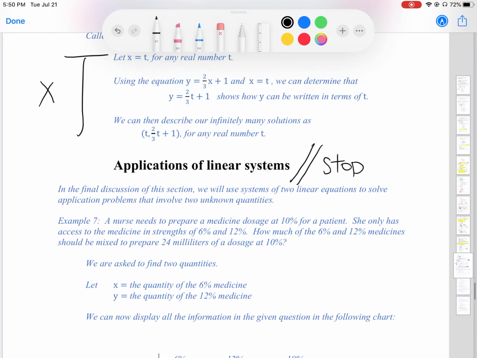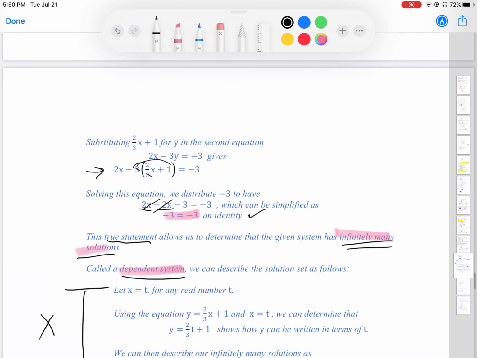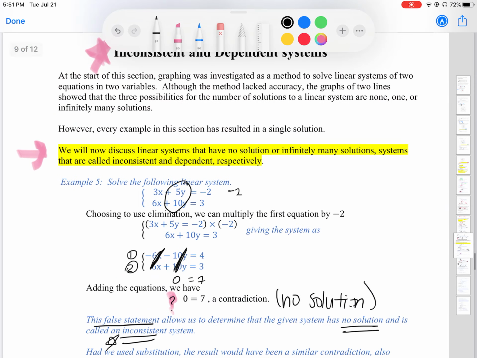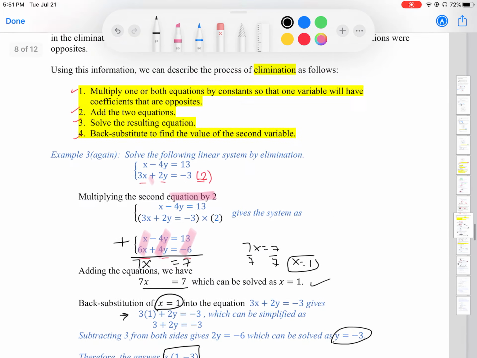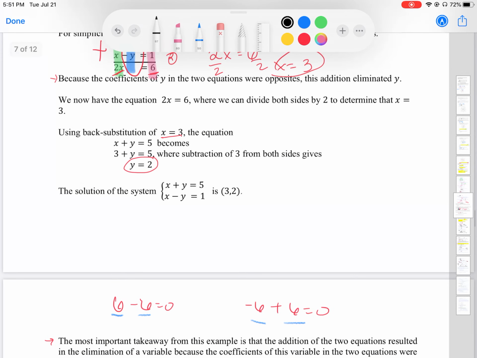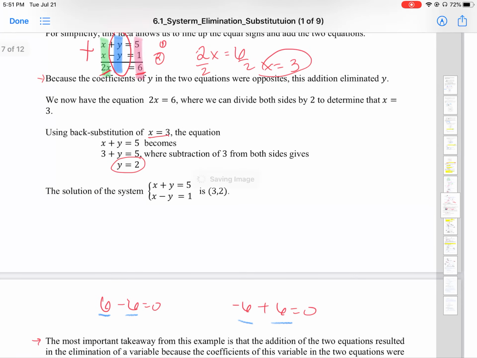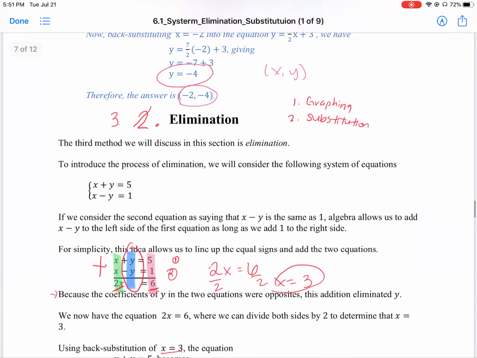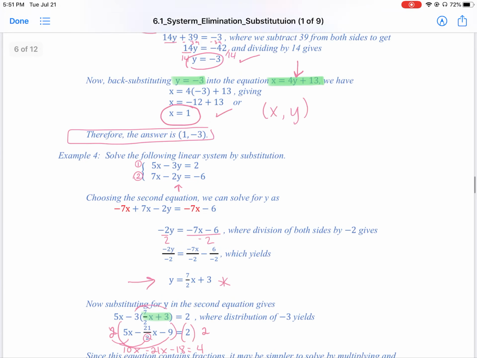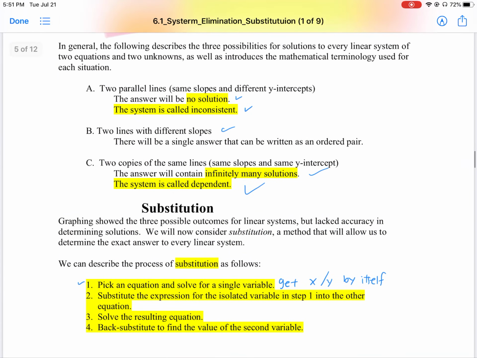All right, that's it for this section. Remember, we learned about solving using graphing, substitution, and elimination. However, graphing isn't the best one. So as you're doing your homework, make sure you're practicing either the elimination method or the substitution method. Those are the ones that you need to practice and become familiar with. Thank you.